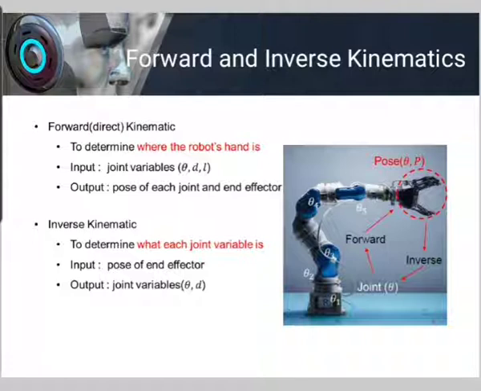So forward kinematics is the mapping function from the joint space to the Cartesian space, and inverse kinematics is the mapping from the Cartesian space to the joint space. This is shown in this diagram.